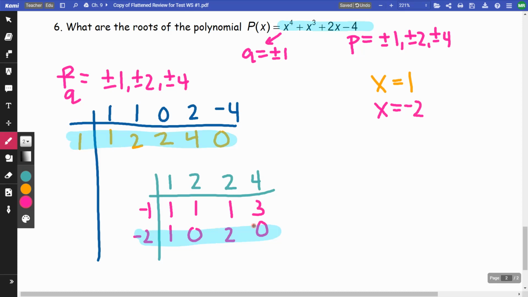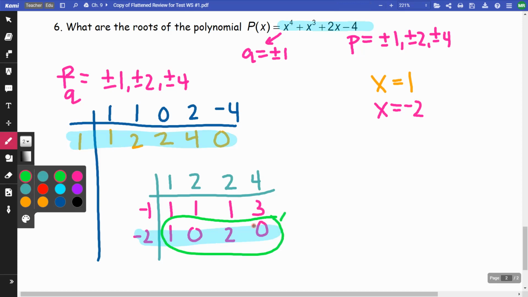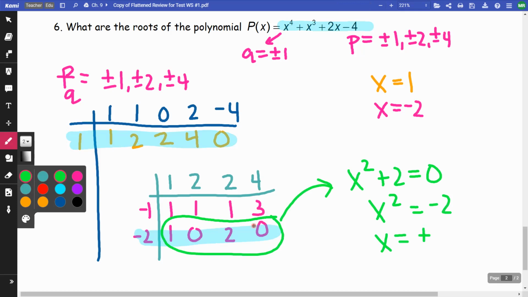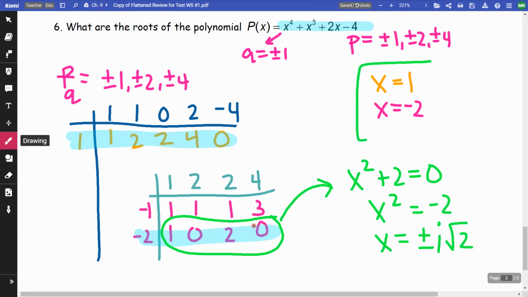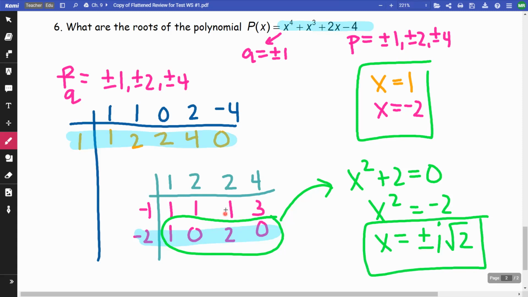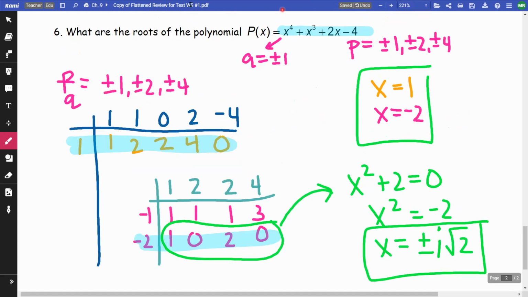I need 4 solutions. So now I am going to take this one here that we just found, and that's going to be a degree 2. And that is x squared plus 2 equals 0. I'm going to minus 2. When I take the square root, I get a plus or minus i because it is a negative that I'm square rooting, root 2. So my 4 answers are going to be 1 and -2, and then plus or minus i root 2. And that's the end of this video.